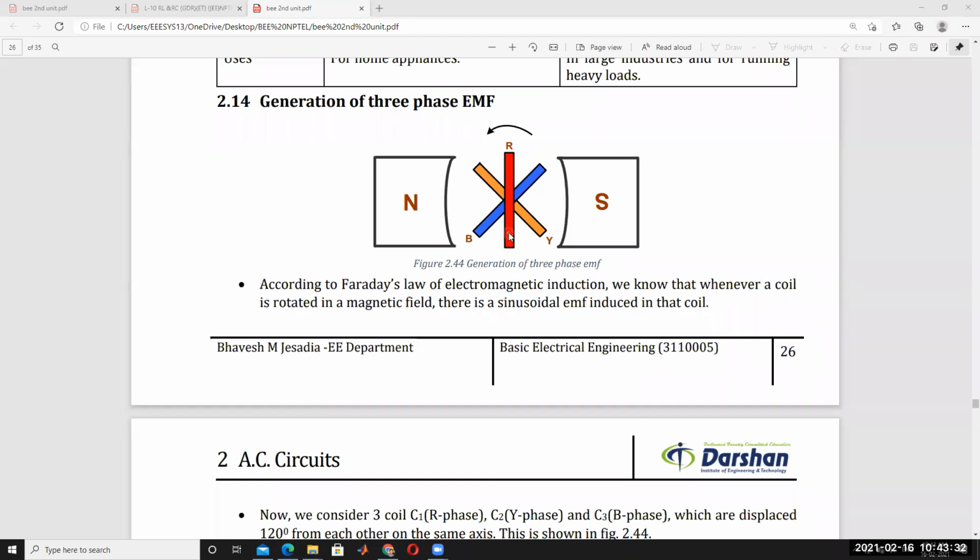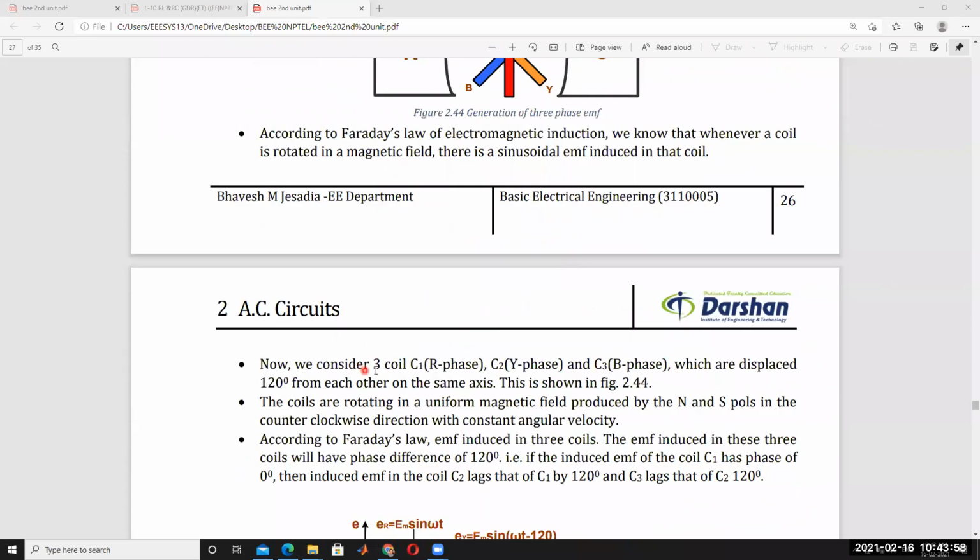Now the motor principle: a current carrying conductor placed in a stationary magnetic field experiences a force. That is called a motor. These conductors are carrying current and are placed in a stationary magnetic field, so they experience a force. Based on that, these conductors rotate and the rotor is rotating. Understood?